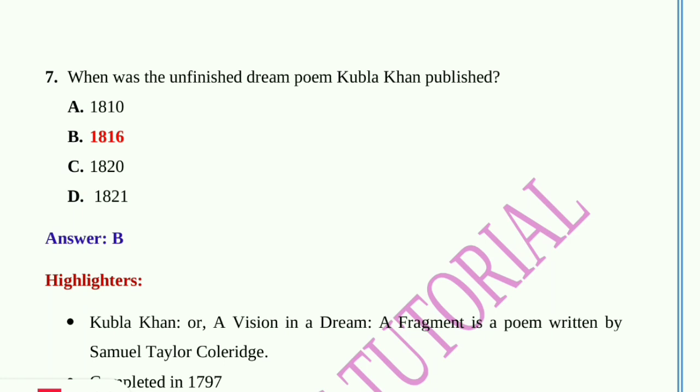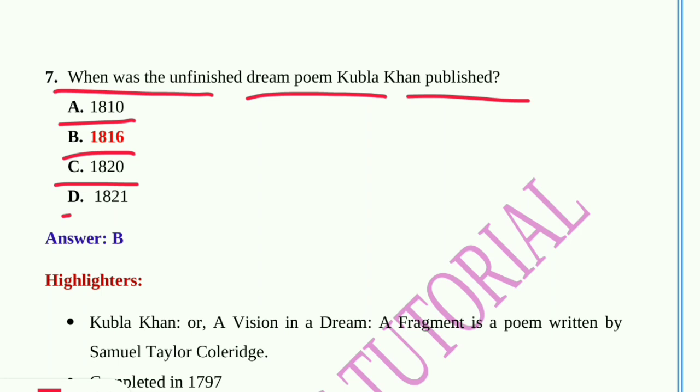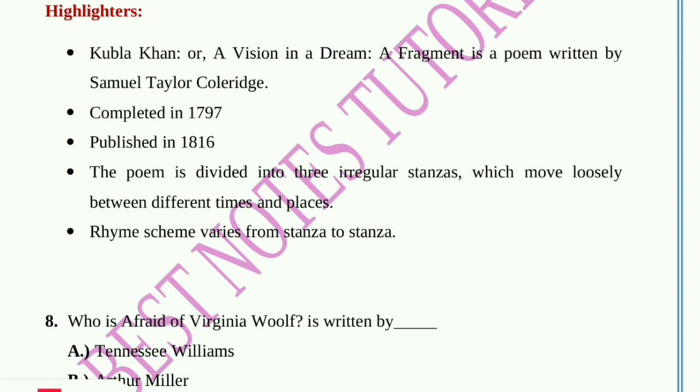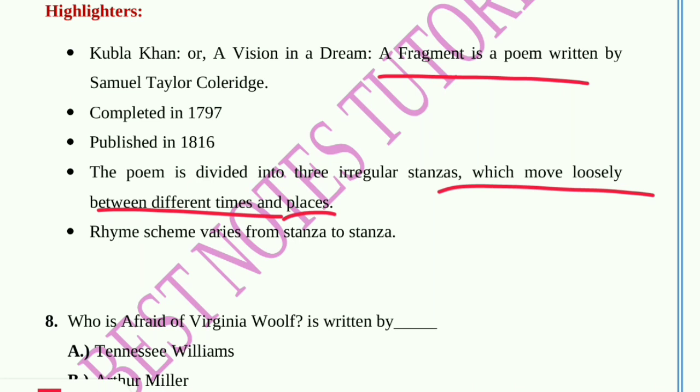Question number 7. When was the unfinished dream poem Kubla Khan published? Option A 1810, option B 1816, option C 1820, and option D 1821. Here, option B is the correct answer, 1816. Kubla Khan, or A Vision in a Dream, A Fragment, is a poem written by Samuel Taylor Coleridge, completed in 1797, published in 1816. The poem is divided into three irregular stanzas, which move loosely between different times and places. Here, the rhyme scheme varies from stanza to stanza.